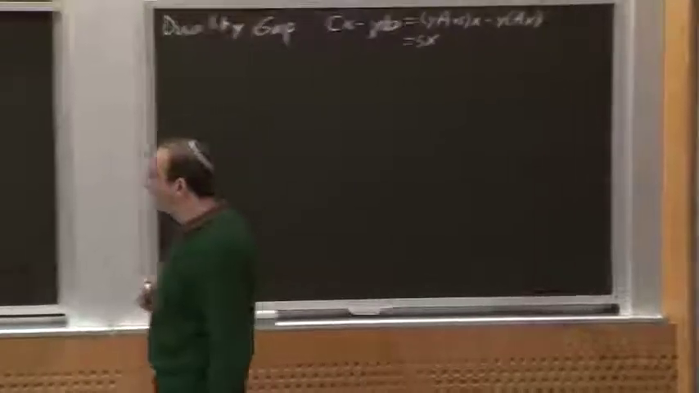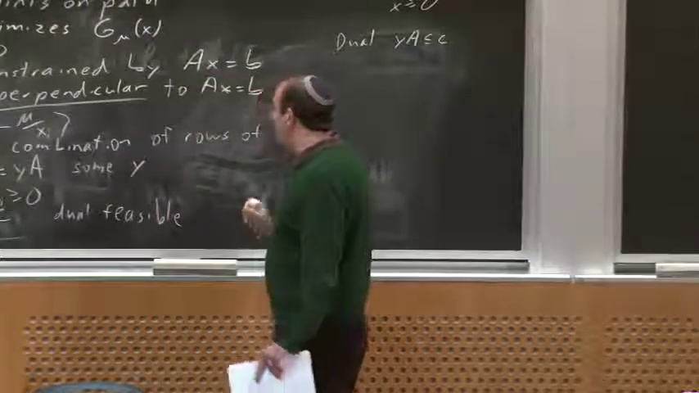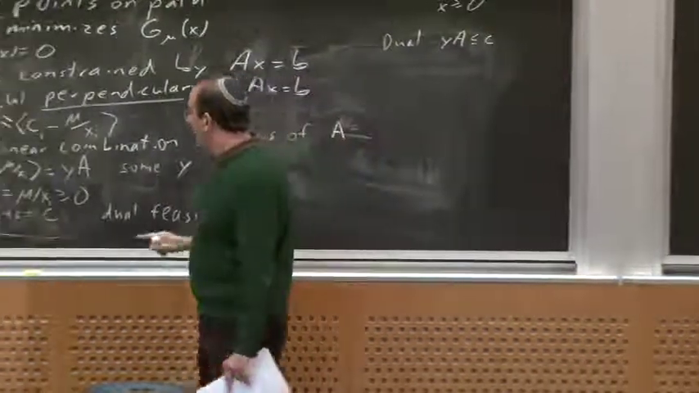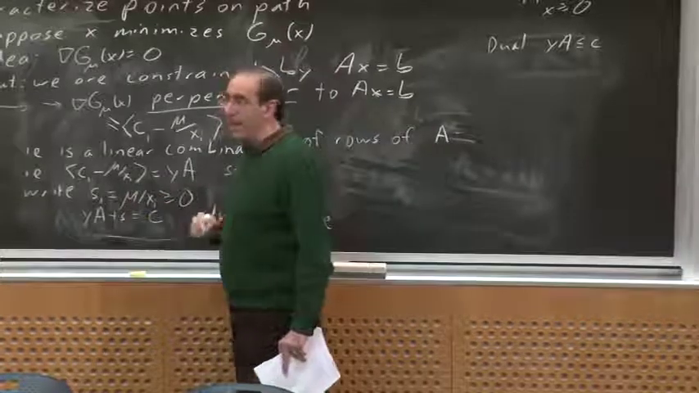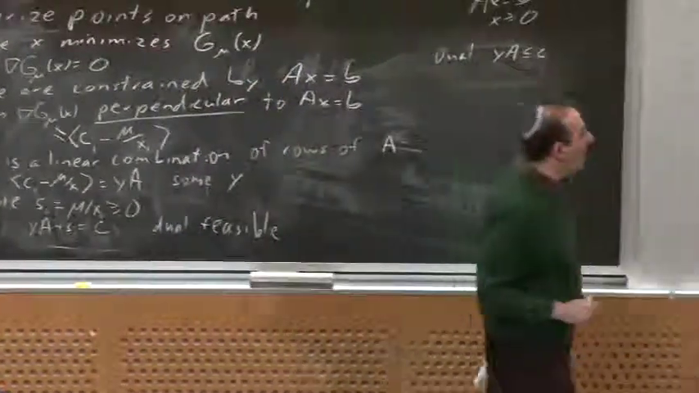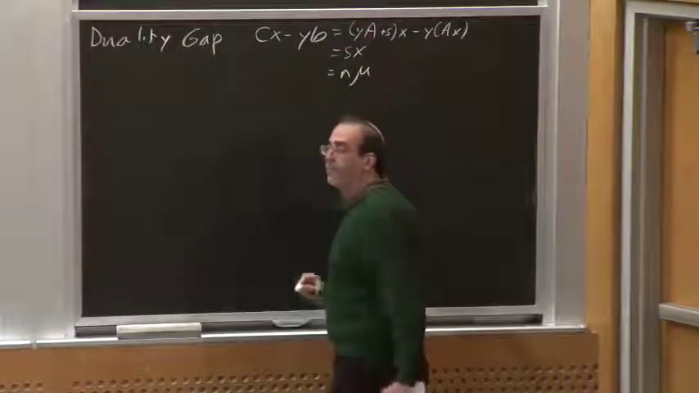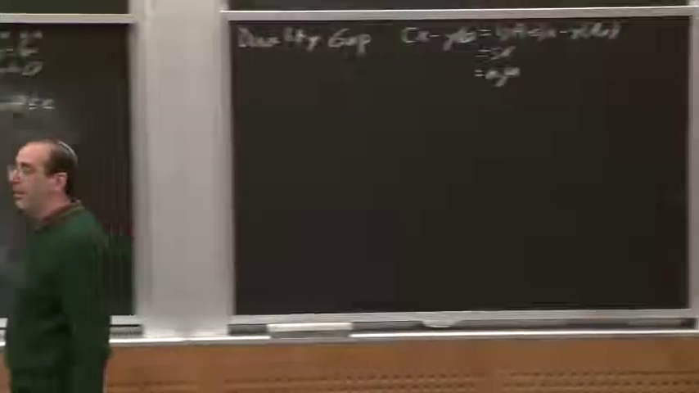Almost. You definitely got the right idea, but the math doesn't quite work out that way. Si is equal to mu times xi, right? So Sx is a dot product over all of the Si's. So this is n times mu, right?